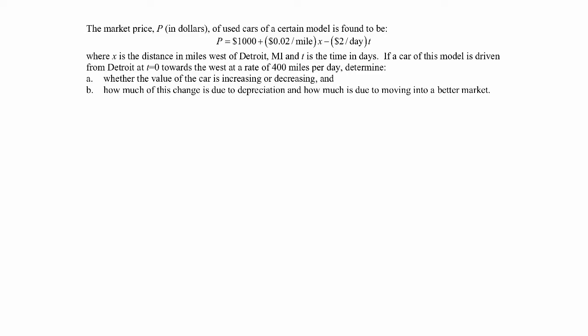In this example, we're told that the market price in dollars of used cars of a certain model is found to be $1,000 plus 2 cents per mile times X, where X is the distance in miles west of Detroit, and then it decreases by $2 per day multiplied by T, where T is the time in days. So the longer you own the car, the lower its price is. That's pretty typical depreciation as time goes on.